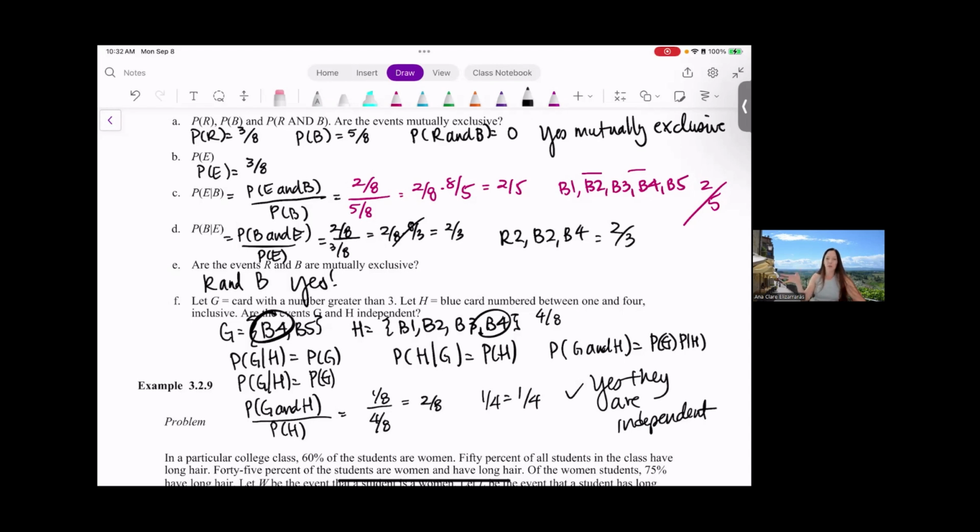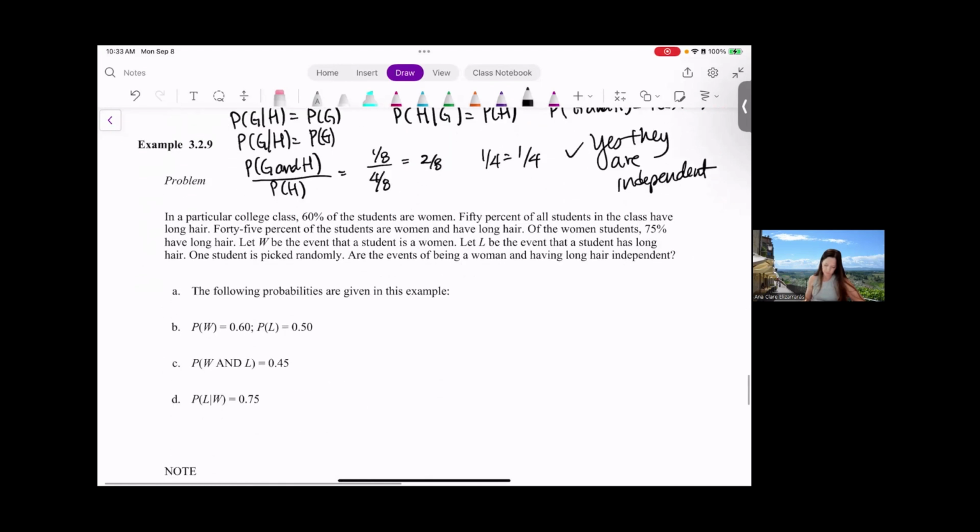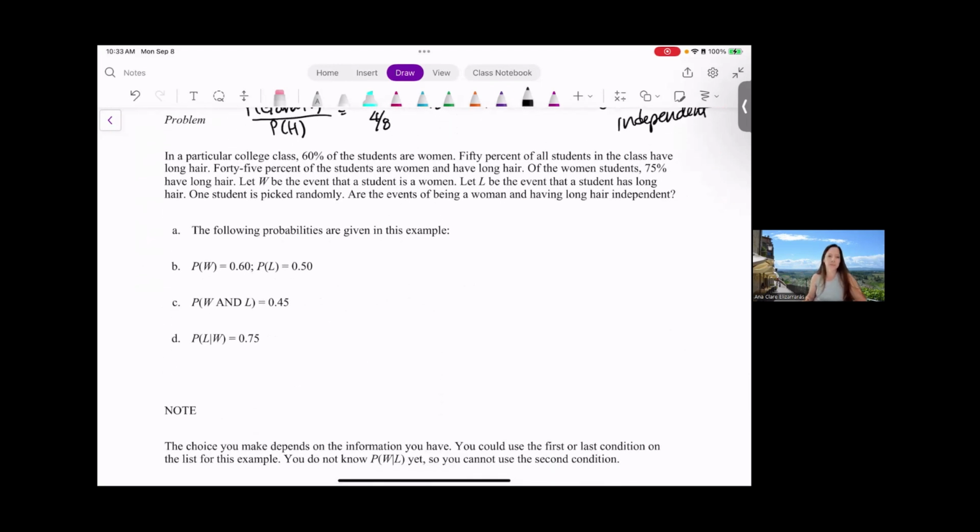How did I get 1 out of 4 on the right? I reduced by 2. How did I get it on the left? I multiplied by the reciprocal, canceled, and was able to get the same thing. All right, 2 more questions to go.